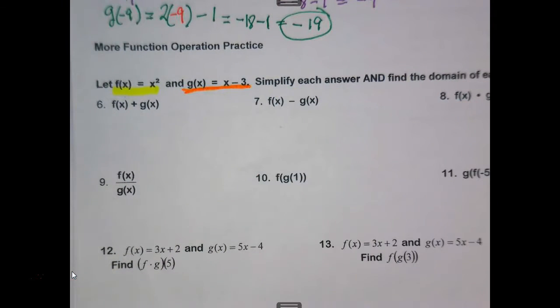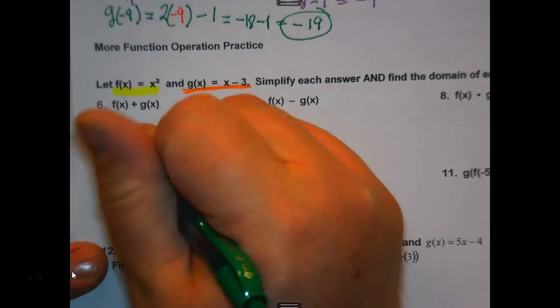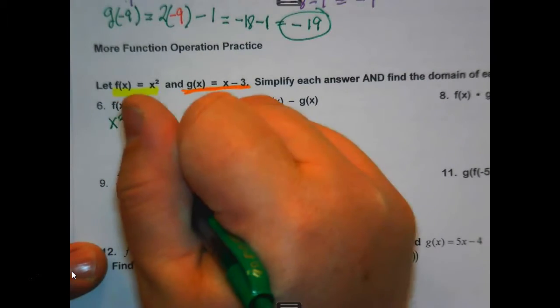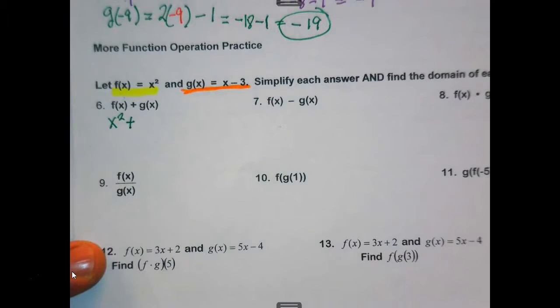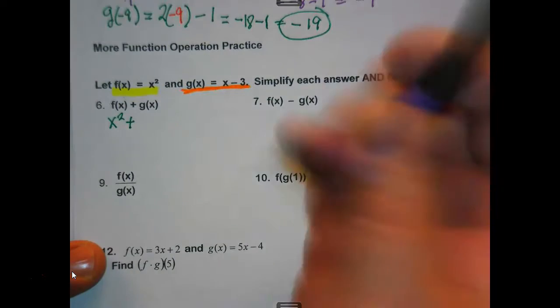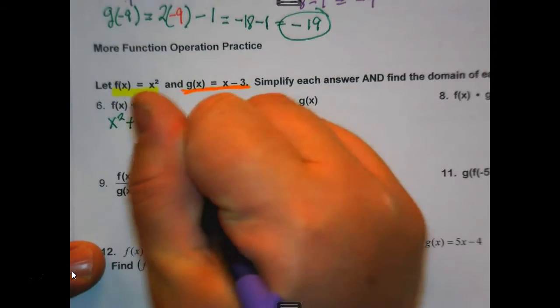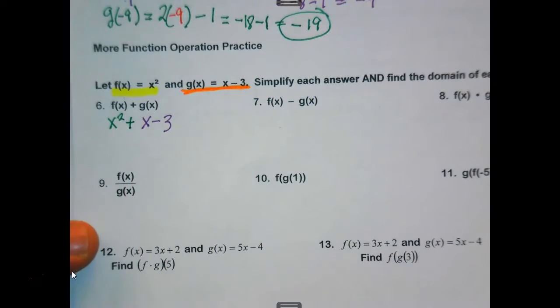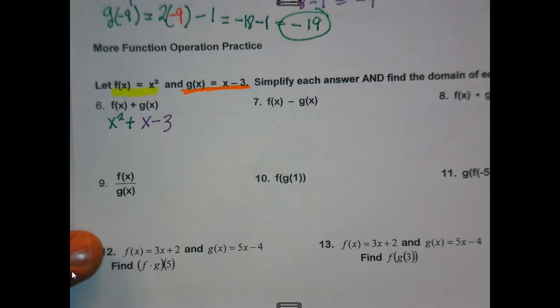Okay, so number 6, I have to take the f of x, which is x squared. I'm adding it, so I don't need parentheses. My g of x is x minus 3. Hey, there's nothing I can combine or anything, so that's my answer.